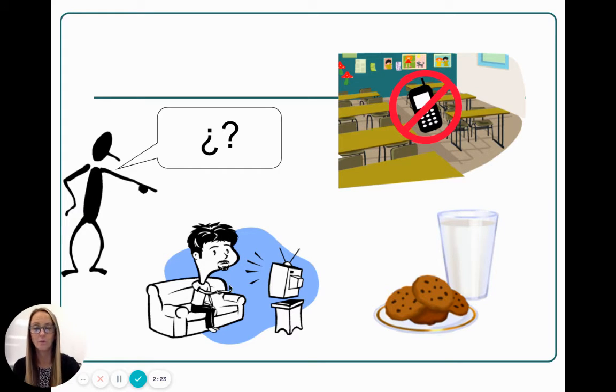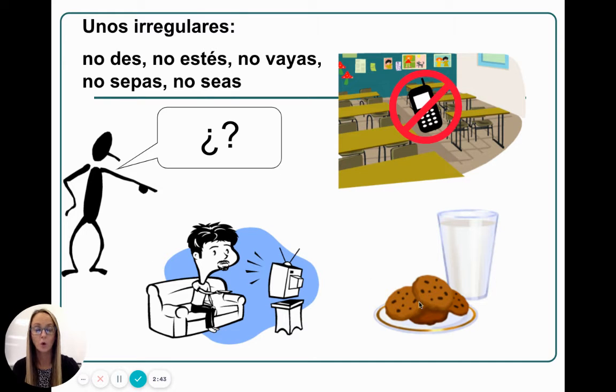So can you, in your Edpuzzle, tell me, don't watch TV, don't drink milk, don't eat cookies, etc. Tell your one friend using a negative do command. So maybe you wrote in the Edpuzzle, no comas las galletas, no bebas la leche, no mires la tele, no uses el teléfono. But there were 5 that were irregular. Don't be sad, no estés triste, don't go to school today, no vayas a la escuela hoy. So those were negative do commands.